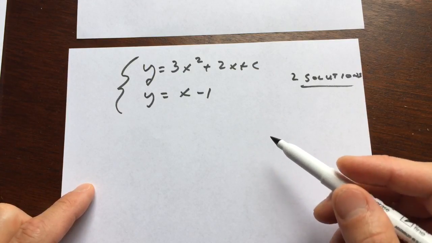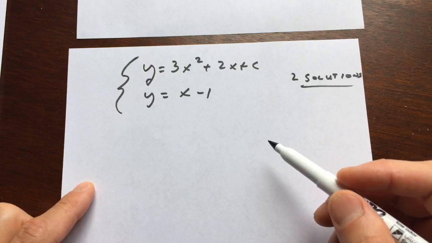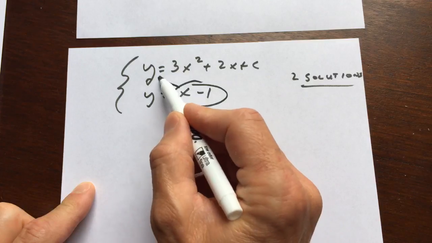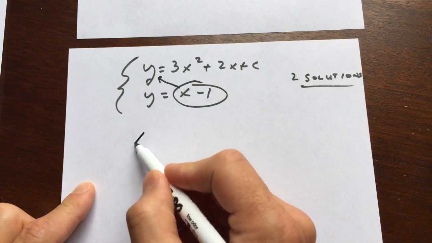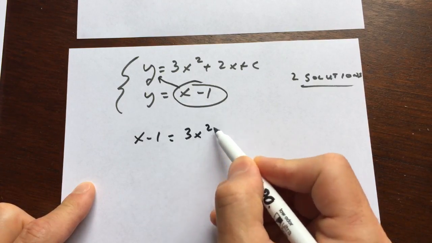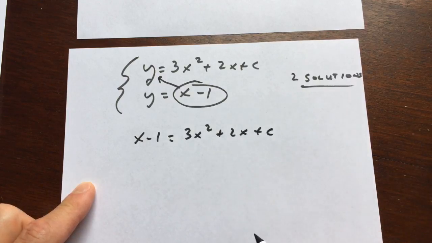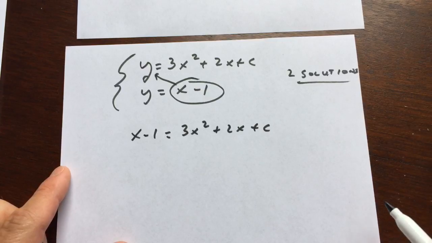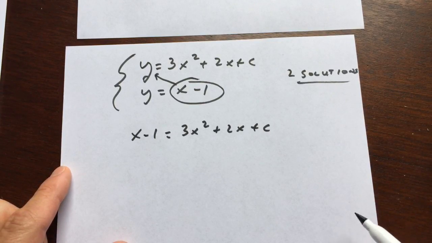Okay, plug x minus 1 in for y. Yeah, that's exactly right. So we're going to take the x minus 1, we're going to put it in for y, so that's a substitution method, right? So we've got x minus 1 equals 3x squared plus 2x plus c. What would you do from there? So Bob is telling us about the discriminant, and we did the substitution here. So what would you do next?